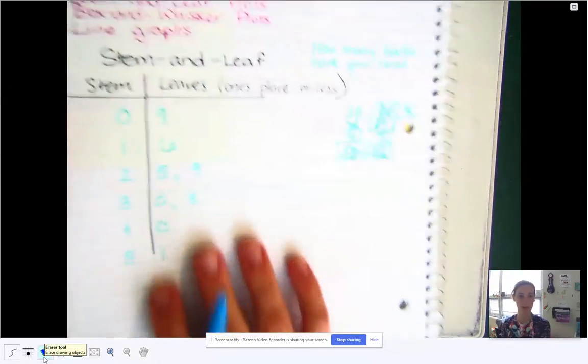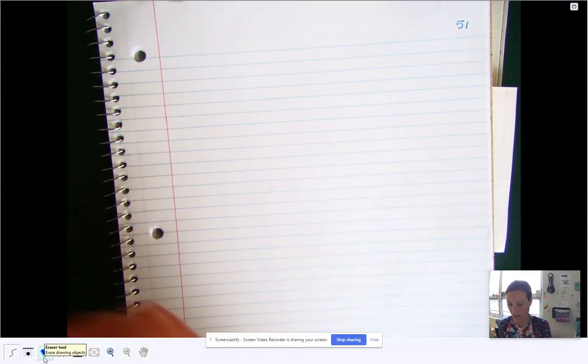Okay, we are on the other side of 51. And so we had ways to display data. We had a stem and leaf plot, and now we're going to do a histogram.